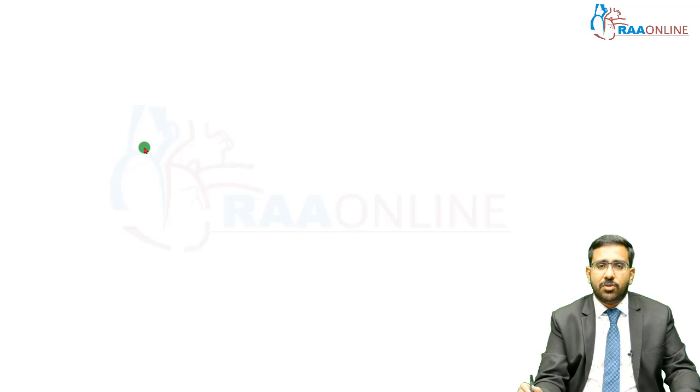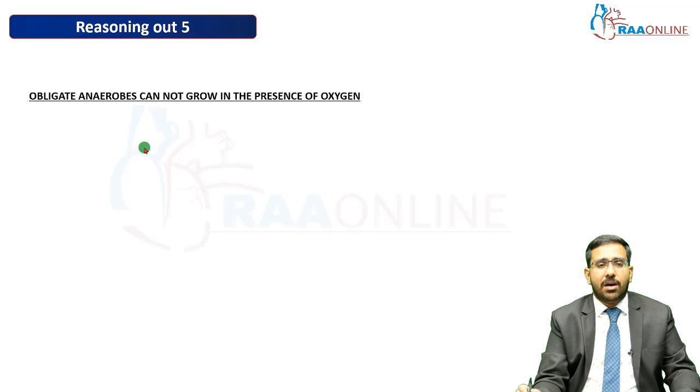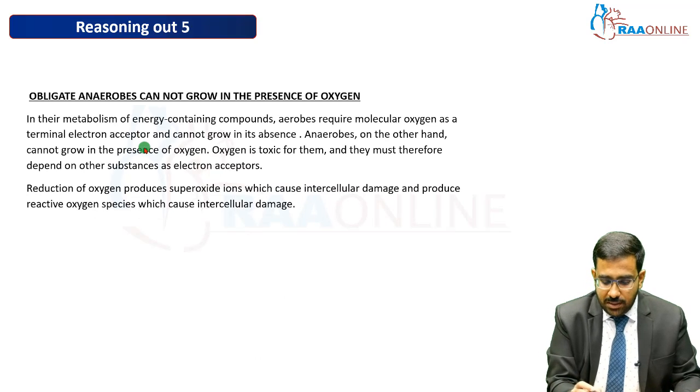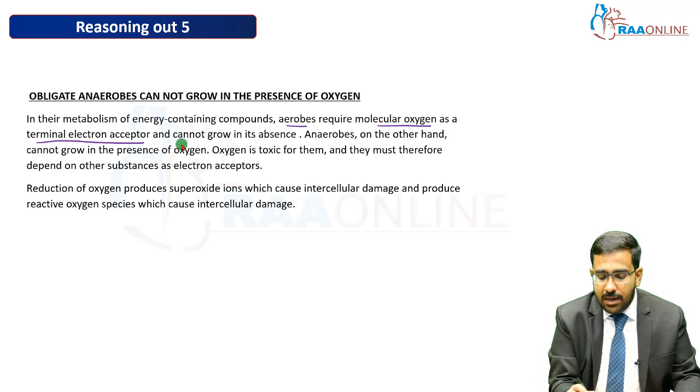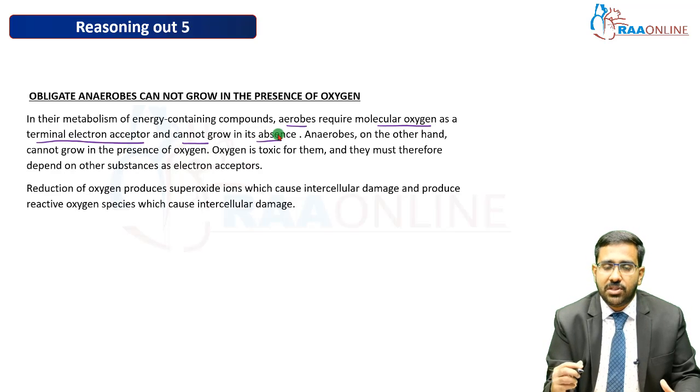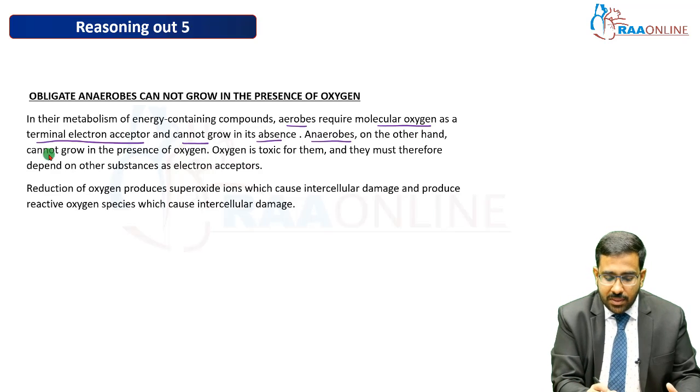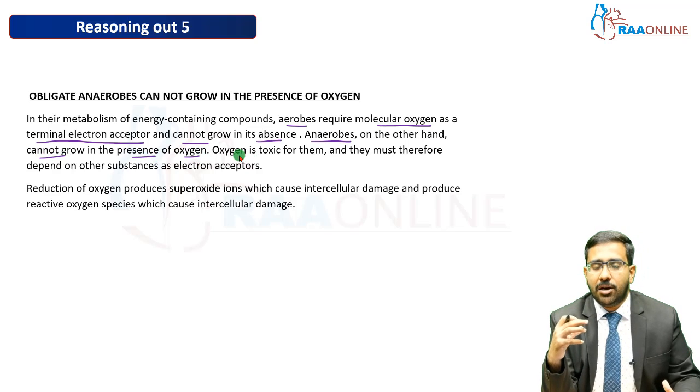Moving on to reasoning out number 5. Here, obligate anaerobe cannot grow in the presence of oxygen. In the metabolism of energy containing compounds, the aerobe requires molecular oxygen as a terminal electron acceptor, and it cannot grow in the absence of molecular oxygen. In case of anaerobe, on the other hand, they cannot grow in the presence of oxygen, because for an anaerobe, oxygen is a toxic substance.